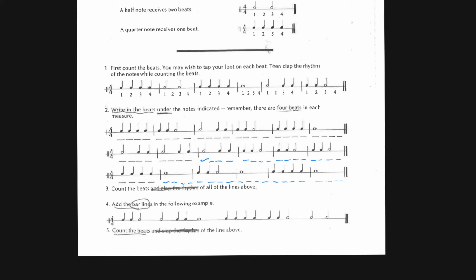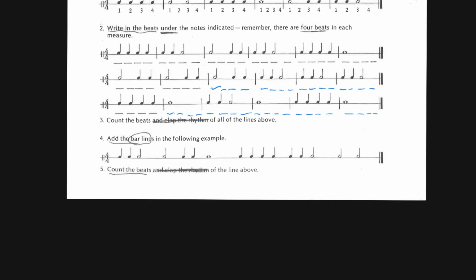And then for number 4, you have to add the bar lines in the following example. So if there are 4 beats in the measure and the quarter note gets the beat, you have to figure out 1, 2, 3, 4, draw a bar line. Where are the next 4 beats? Then draw a bar line and so on. And then you can write the beats under the measure. So like you did with number 2, for number 4 you'll write the beats. It says count them, but write the beats in each measure, like you did for number 2. And that is lesson 7.